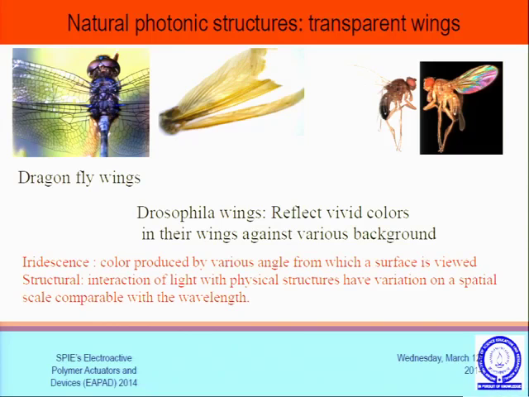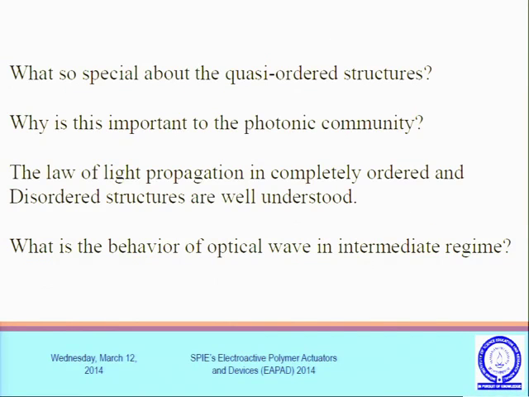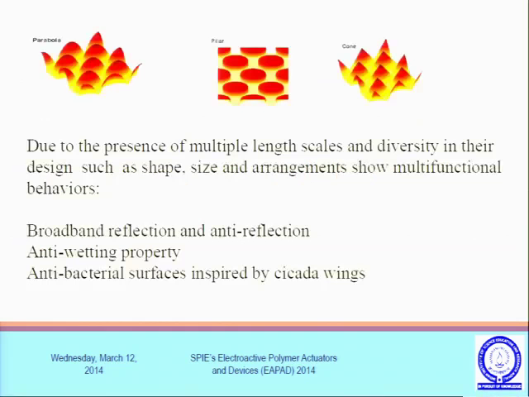So I'm interested in this sort of structure, because what is so special about the quasi-ordered structure? Why is it so important to the photonic community? The laws of light propagation in completely ordered and disordered structures are well understood. But what is the behavior of optical waves in the intermediate regime, I mean in a quasi-ordered state?